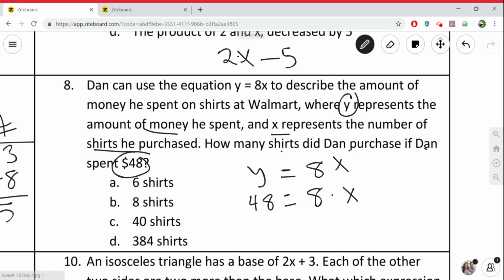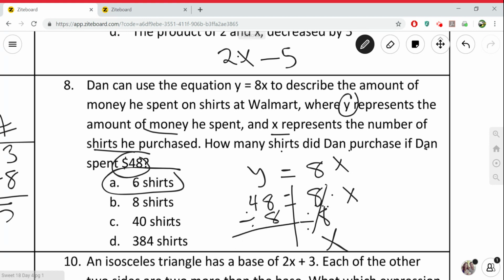So is 8 times 6 48? Is 8 times 8 48? Is 8 times 40 48? Or is 8 times 384 48? And 6 is the correct answer here, because if we divide by 8 on both sides, those are opposites, so they cancel. I have x by itself. Divide by 8, and 48 divided by 8 is 6. So x equals 6.